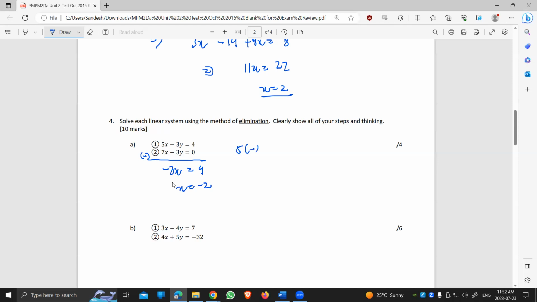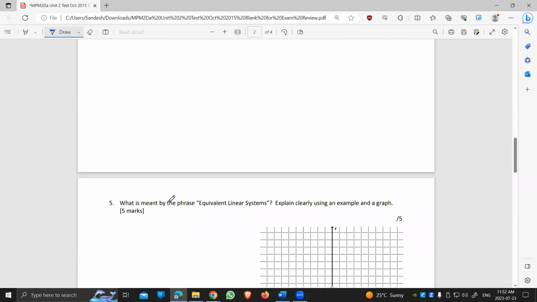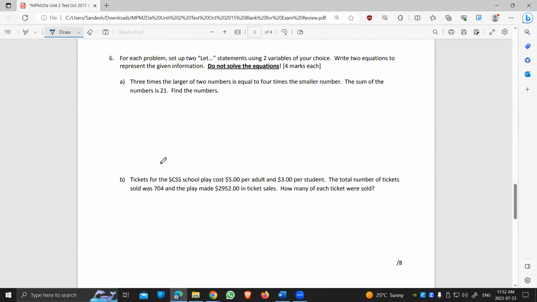Plug that back into any of the equations. So you get negative 10 minus 3y is equal to 4. Negative 3y is equal to 4 plus 10, 14. And y is equal to 14 over negative 3. Okay? So that one wasn't too bad. B is the same, except for B, you're going to have to multiply equation 1 by 4 and equation 2 by 3. Let's move on.